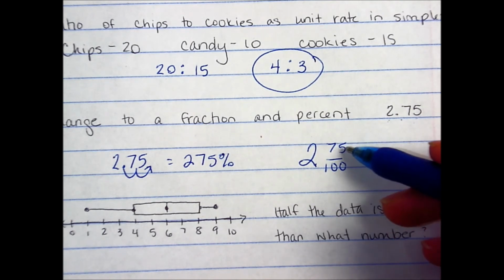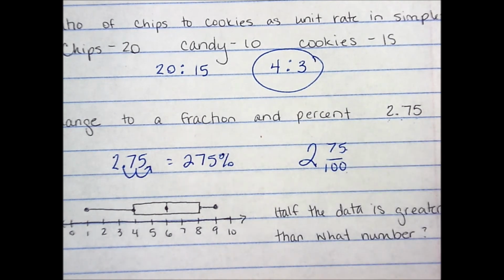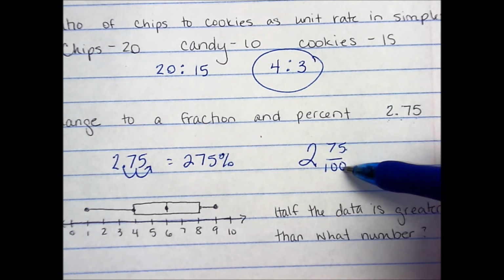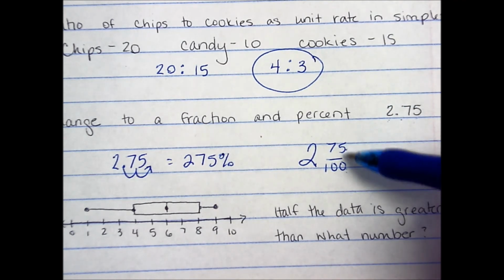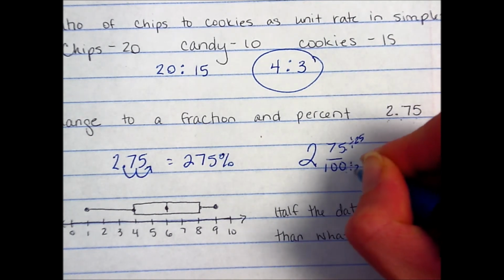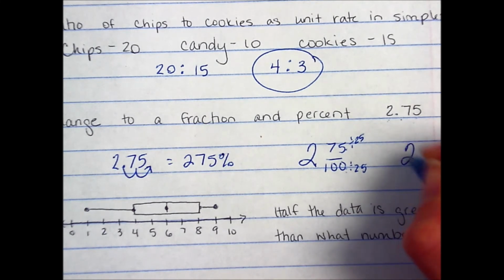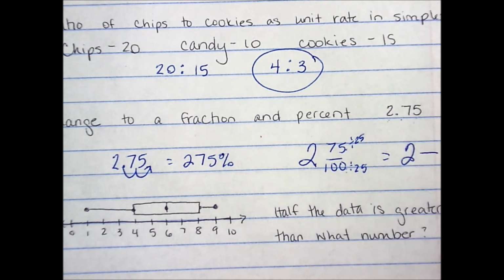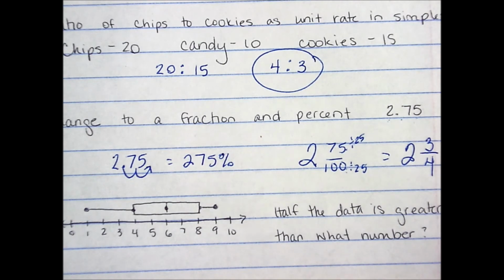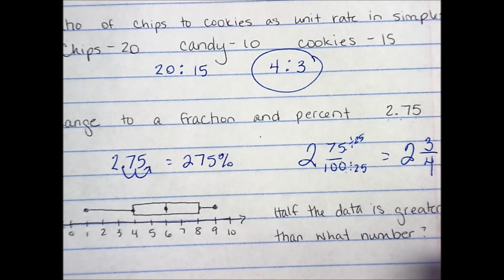All right, so now I need to simplify this fraction here. So I need a number that's in common between 75 and 100. I know 5 is because they both end in 5 and 0, but I'm going to go even bigger than that. 25 will go into both of these. So I'm going to divide both the top and the bottom by 25. That will give me 2, and then 75 divided by 25 will be 3, and 100 divided by 25 is 4. So there is your fraction.